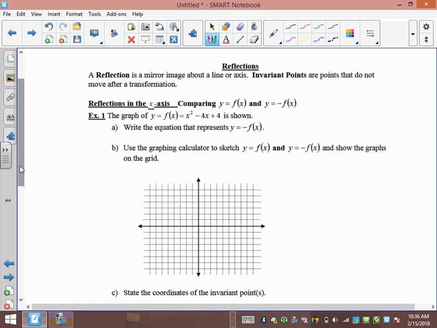So reflections. Last year we only had a reflection in the x-axis because you only had a reflection with the y. You never had a negative with the x. This year you're going to have both. So remember I told you these three lessons you're going to have to know extremely well because the fourth lesson is putting them all together.